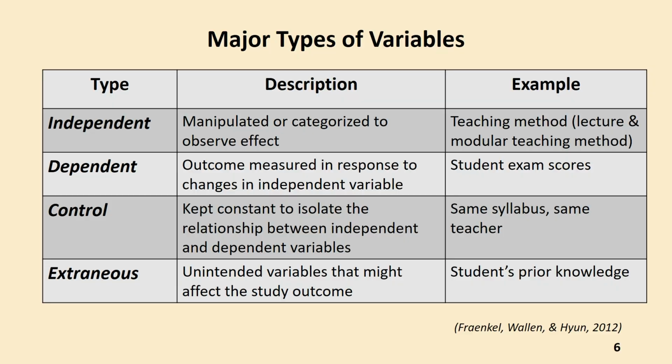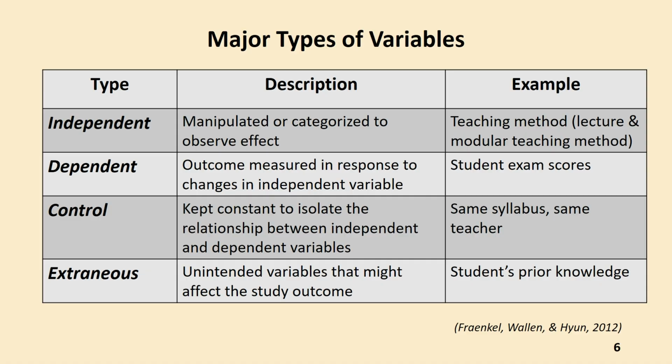There are certain kinds of variables in a research that a researcher cannot control fully. You can only minimize the effect, but those variables will certainly affect your study. This variable will certainly affect the dependent variable, and that you have to control. For example, student prior knowledge.